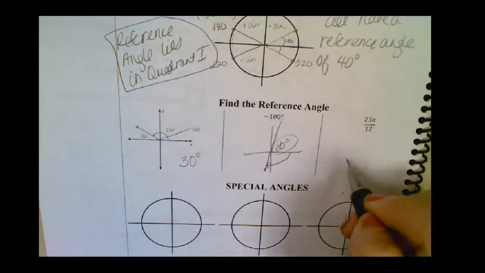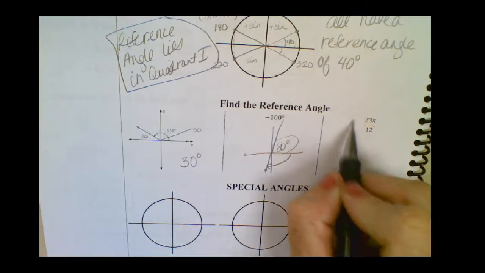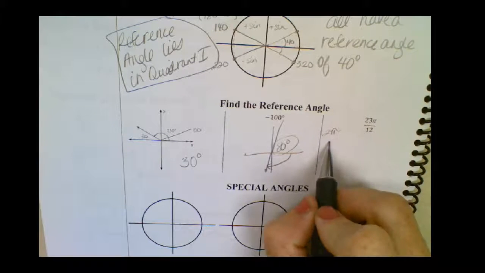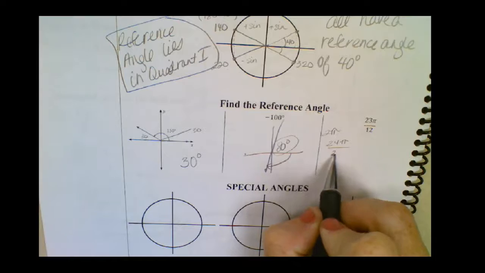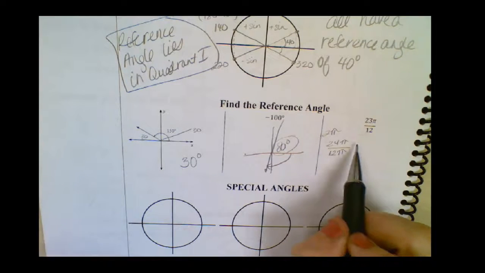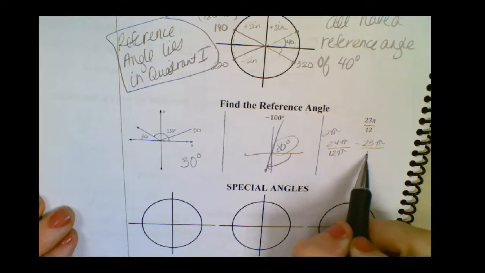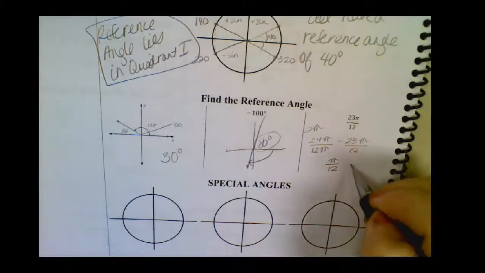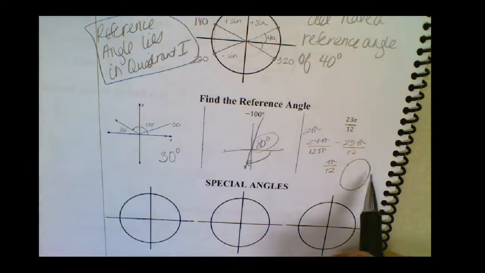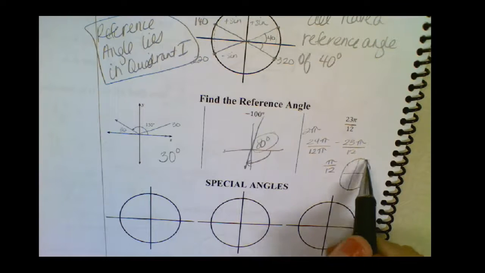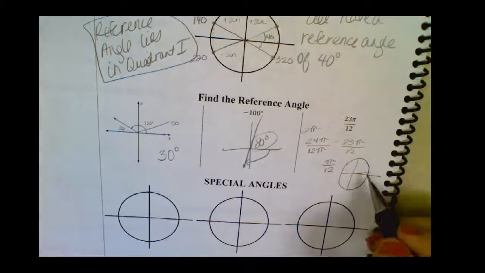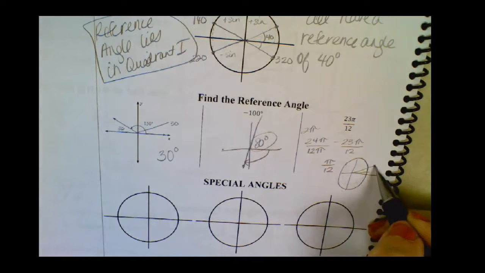Okay, let's think about in radians now. Well, I know that 2 pi gets me all the way around the circle, right? So if I convert that to 12ths, that would be 24 pi over 12. It's the same as 2 pi. And so if I want to see where I'm at, that's going to give me pi over 12. But if I think about that on a circle, 23 pi over 12 means I've gone almost all the way around, to right about here. Okay, so my reference angle would be pi over 12, which is right there.